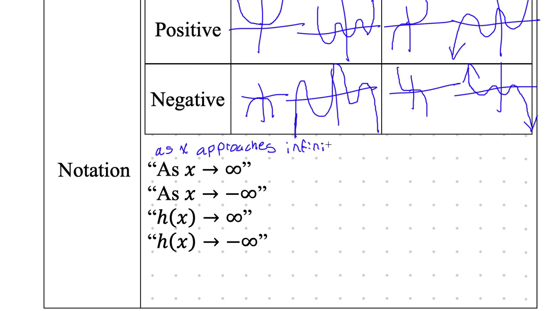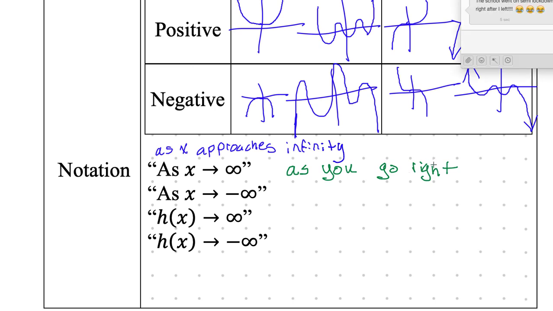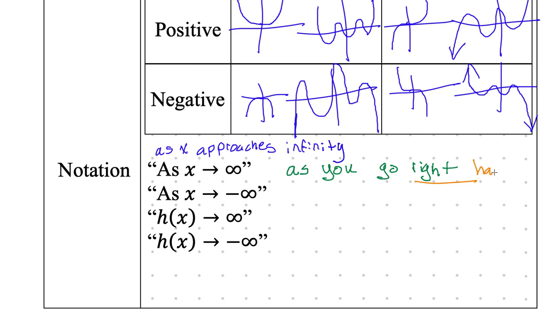I'm missing some i's in there. There it is. This is what you do need to write down. What this is saying is what is happening on the right. As you go right. That's the translation. Or even better is right hand. What is your right hand doing?